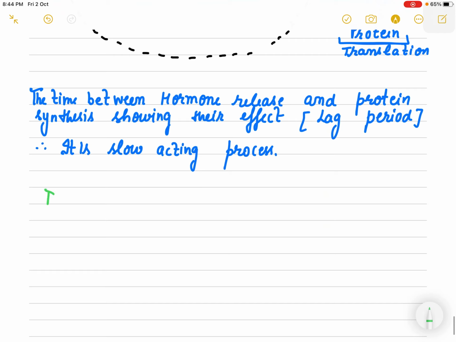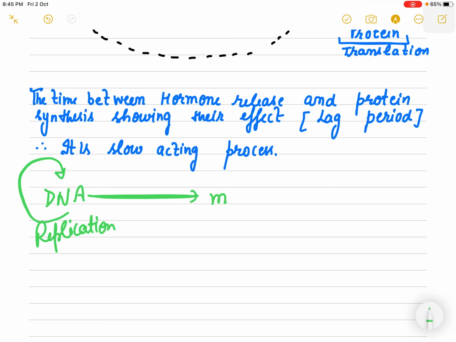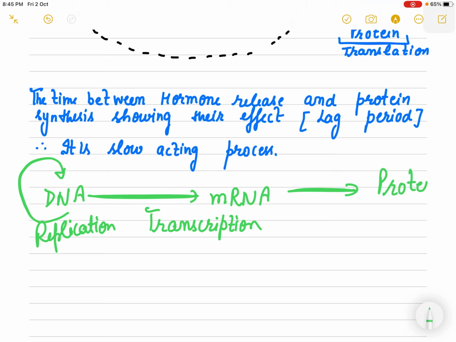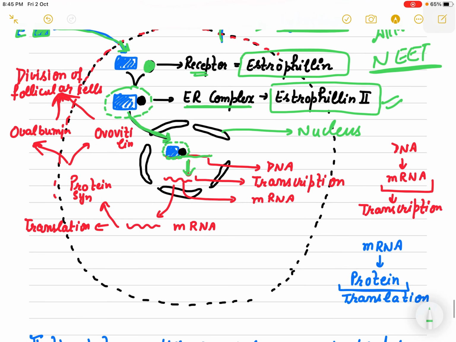Now listen to me very carefully. DNA, right, DNA is formed from DNA first, that process is called replication. When DNA to mRNA is formed, right, that process is called transcription. When mRNA to proteins are formed, that process is called translation. So our complex got attached to DNA. DNA will form the mRNA, right, and this process is transcription. mRNA never stays inside the nucleus, it will move out from the nucleus into the cytoplasm. Protein synthesis from mRNA is known as translation.